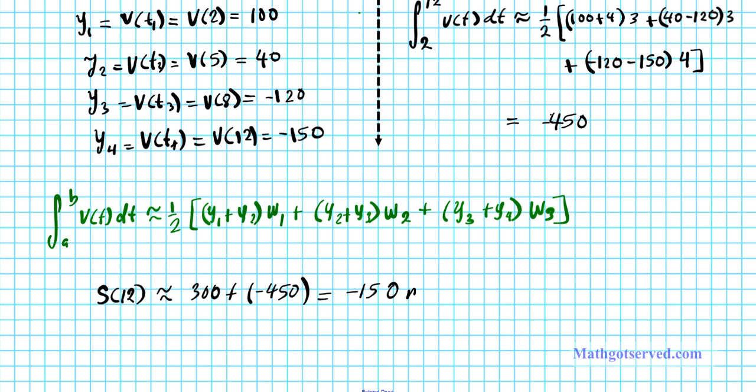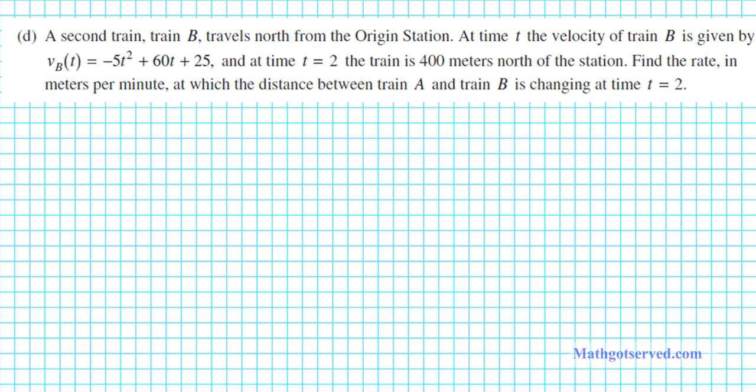All right, let's move on to the last part. All right, so for part D, it says the second train B travels north from the origin station at time t. The velocity of B is given by the velocity function, negative 5t squared plus 60t plus 25, and at time t equals 2, the train is 400 meters north of the station. Find the rate in meters per second at which the distance between train A and B is changing at time t equals 2. So this is a related rates problem.